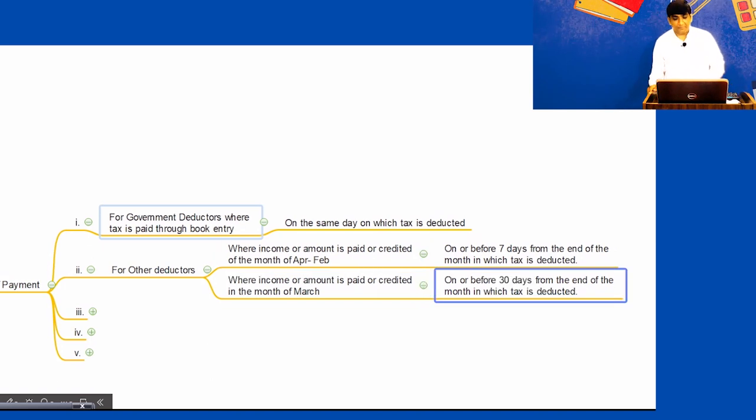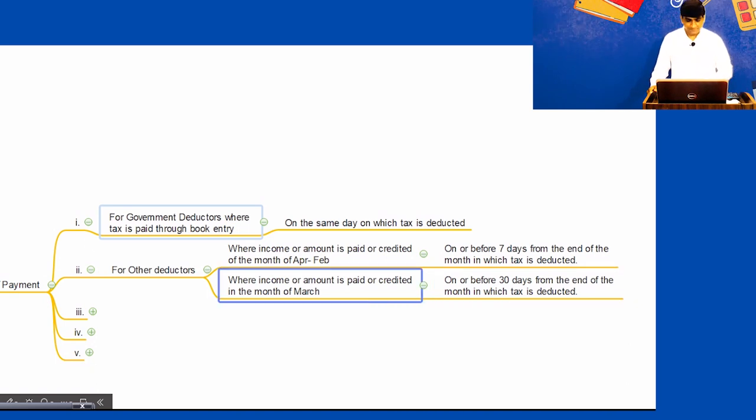But for the month of March, you are required to make payment on or before 30 days from the end of the month in which tax is deducted. That means the 30th of April. This is the due date specified for TDS. For March TDS, you are required to make payment before the 30th of April. Fine.